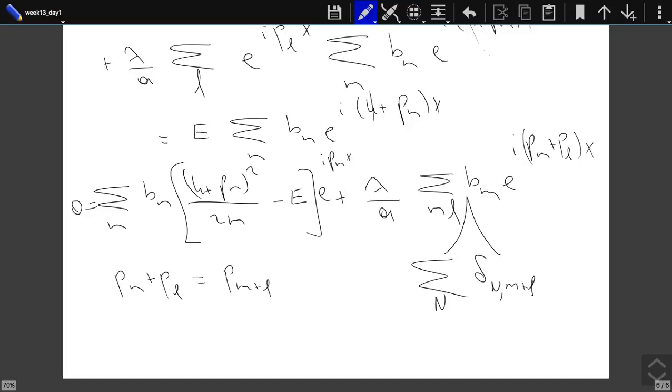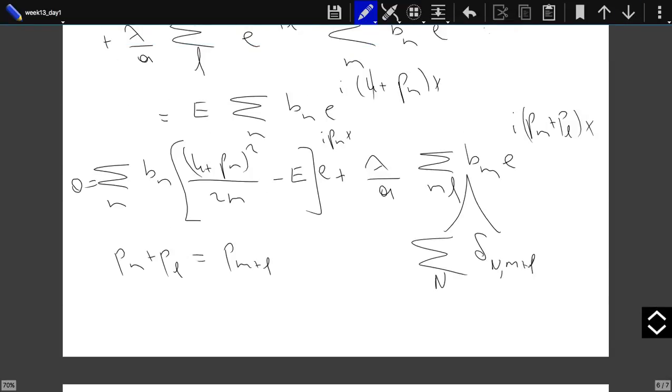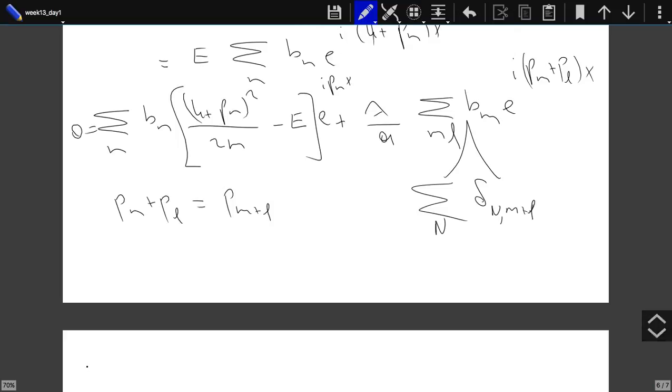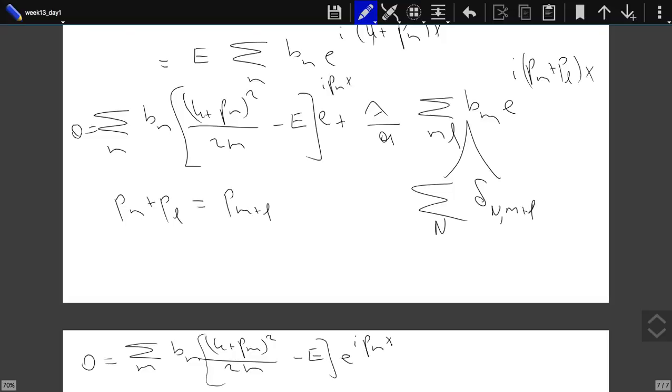Now the advantage will be, when I insert that 1, I can change the order of summation. I can do that N summation not first but last. I can just move everything in that N summation. So 0 will be equal to sum over m Bm (k plus Pm) squared over 2m minus e to the power i Pm of x plus lambda over a sum over n.